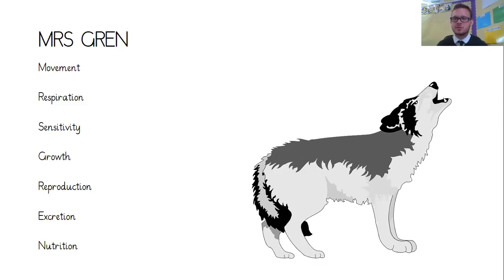It needs to be able to respond to its surroundings, and that's what sensitivity is. Growth: the wolf doesn't come out of its mother's tummy all grown already, does it? It grows from a pup all the way to a full-grown adult wolf. Reproduction, that's the ability for the animal to have young, so to be able to have its own puppies later on.